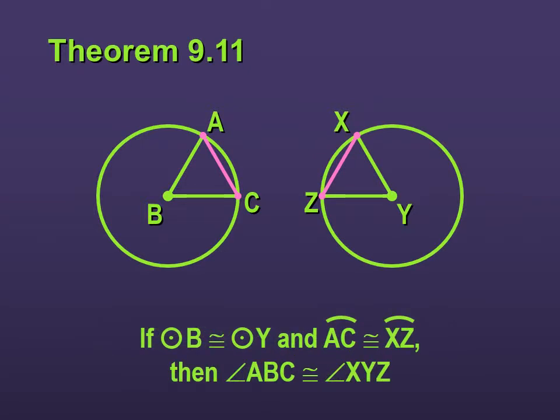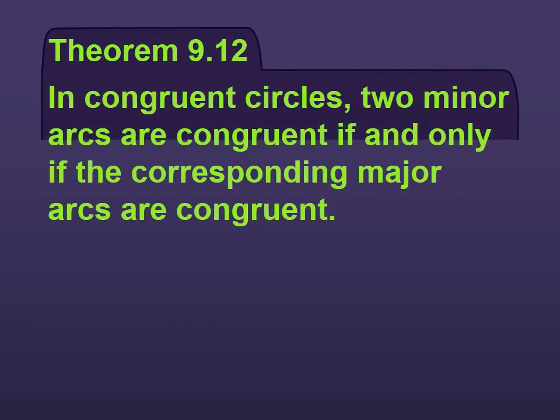We can also say that since circle B and circle Y are congruent, and arc AC and arc XZ are congruent, if those two things are true, we can say that angle ABC and angle XYZ, those are the central angles, are also congruent. All right.